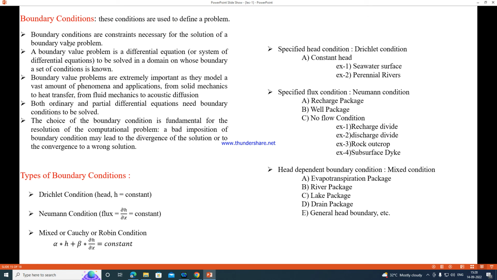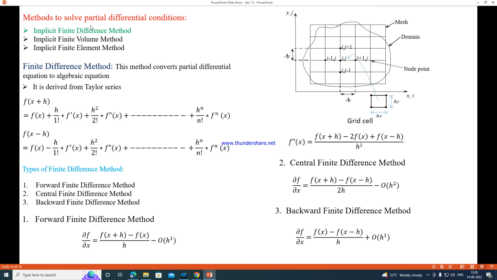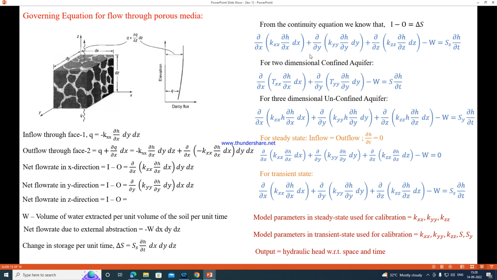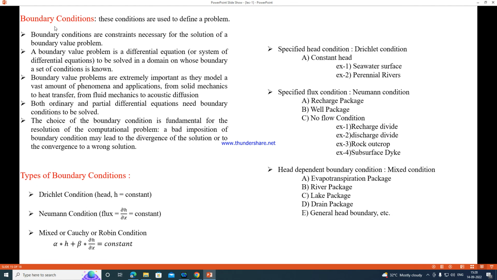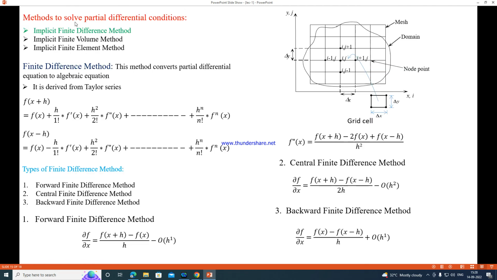The main objective of these finite difference methods is to convert this partial differential equation into an algebraic equation. That is the only thing behind this method. While going to the finite difference method, you are discretizing your whole domain into subdomains. After that only you are using the finite difference method, or finite volume method, or finite element method.